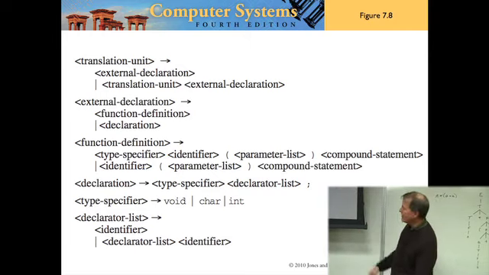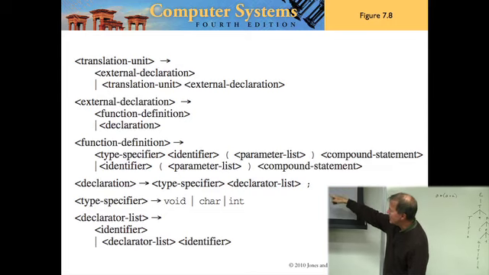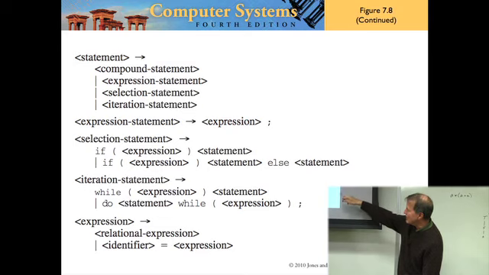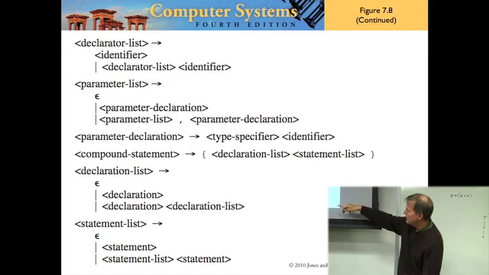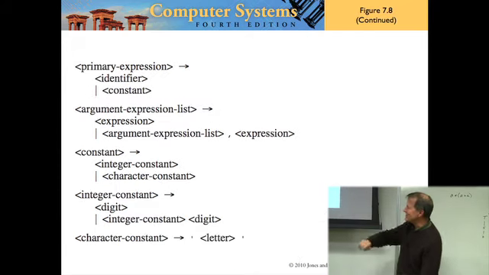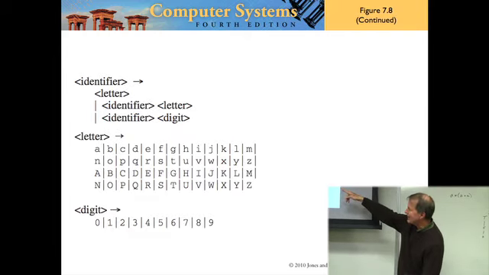We have a whole list, and each one of those is another one, and another one. Do you see the terminals? Void, char, int. And then statement, and there's the semicolon. There's the if and the paren and the else, the terminals. There's some declaration list. And then there's the letters and the digits. Finally, the terminals. Oh, and there's identifier. What's an identifier? A letter, or an identifier followed by a letter or digit.